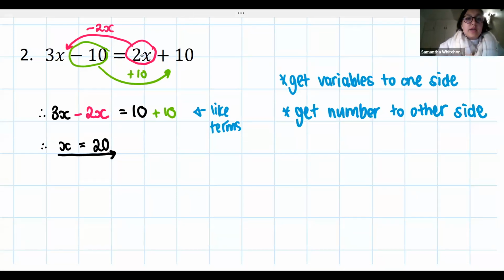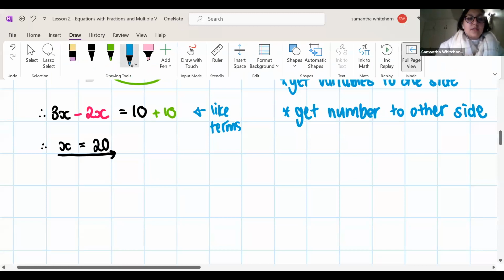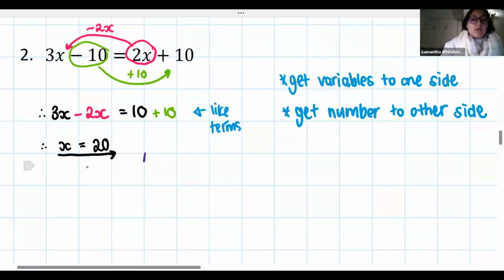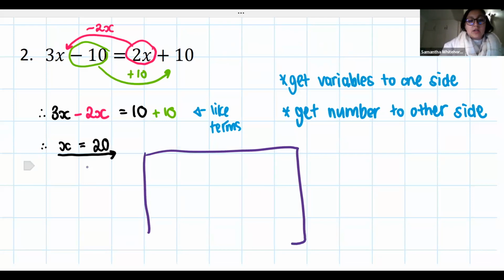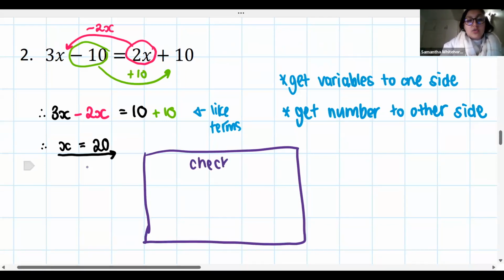Now, grade 8, what's really important as well is that you don't have to sit and be worried about whether or not your answer is correct. You can check yourself. And we can check through substitution. Now, you don't have to show your check. You can do it quickly on a calculator. You can do it on a rough piece of paper. That's fine. But you can check. And what you're checking for is that the left-hand side is equal to the right-hand side.